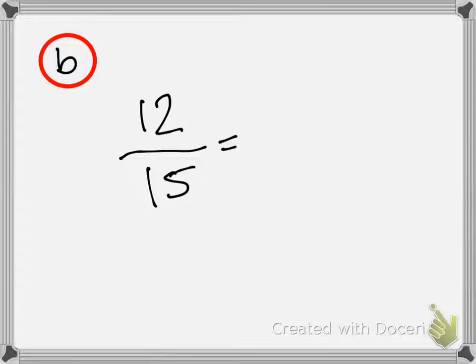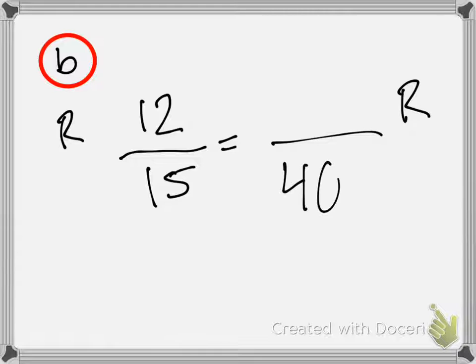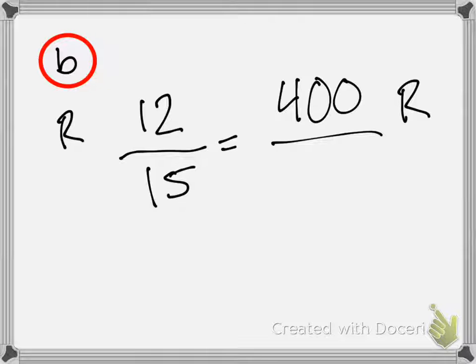Which is the restaurant, the 12 or the 15? Who can tell me? Rocco. The 12. That's the restaurant. So if 400 people selected eating at a restaurant, is the 400 going to go here or here? On the top, because we keep restaurants and restaurants on the same side of the fraction.